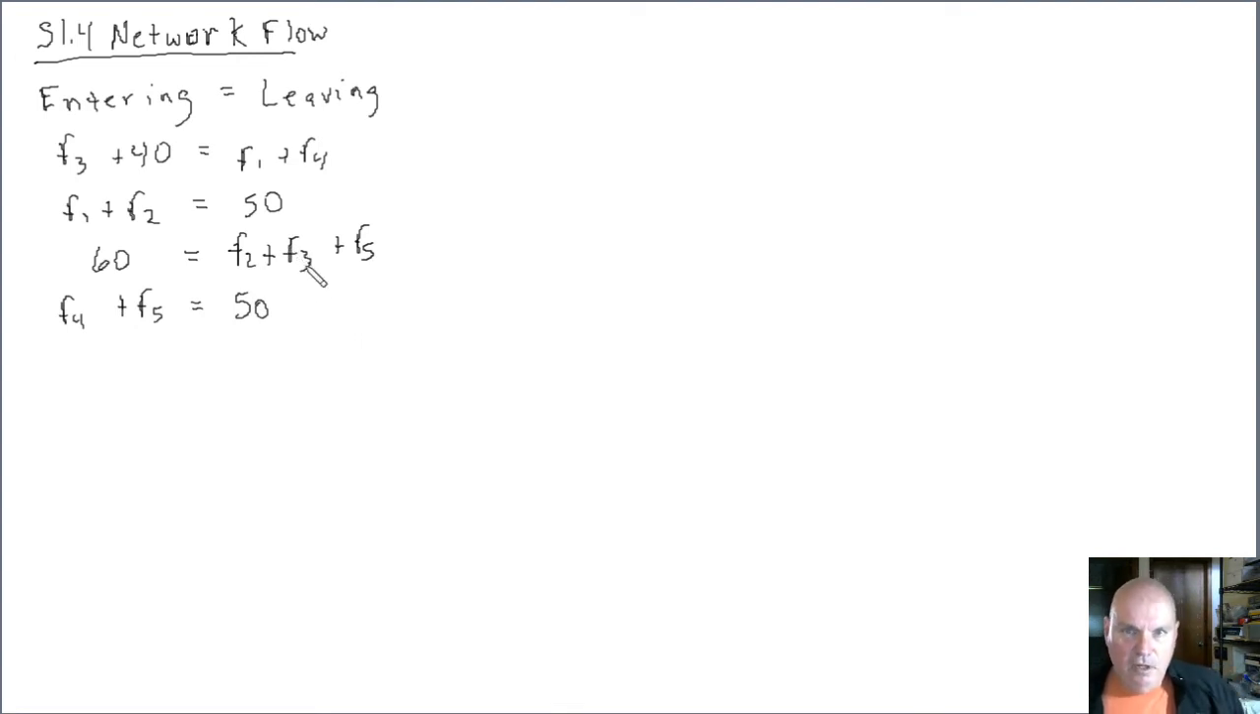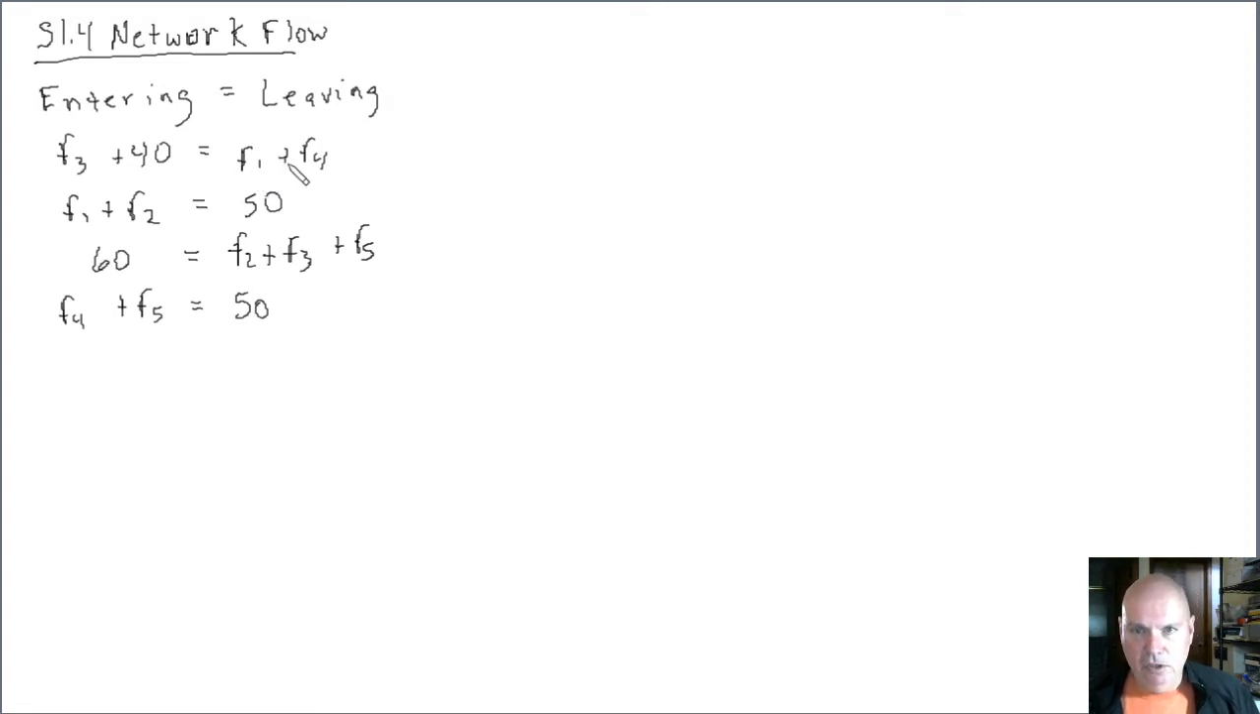I take this approach of setting the entering flow rates equal to the leaving flow rates. I tend to make fewer errors when I do that. Another approach is you could let entering flow rates be positive and leaving flow rates be negative, and then set the sum equal to 0. That's a fine approach too. And this is applicable to traffic rates or fluid flow rates.